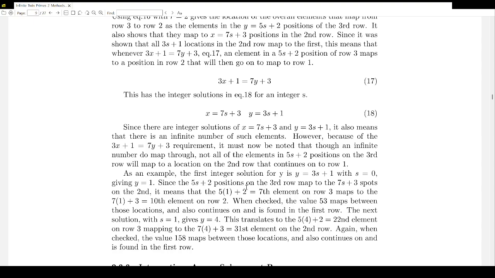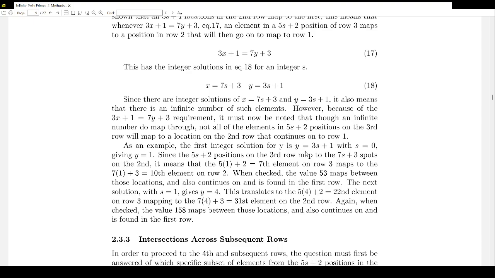As an example, the first integer solution for y is y equals 3s plus 1 with s equals 0. We start usually with s equals 0. That's why I said the first. So if s is 0, that gives y is 1. Since the 5s plus 2 positions in the third row map to the 7s plus 3 spots in the second, it means that the 7th element on row 3 maps to the 10th element on row 2. When checked, the value 53 maps between those locations and also continues on and is found in the first row.